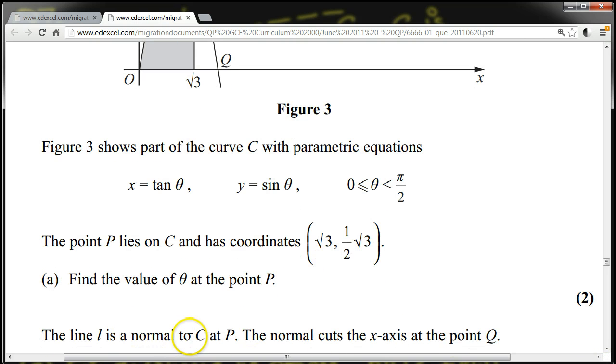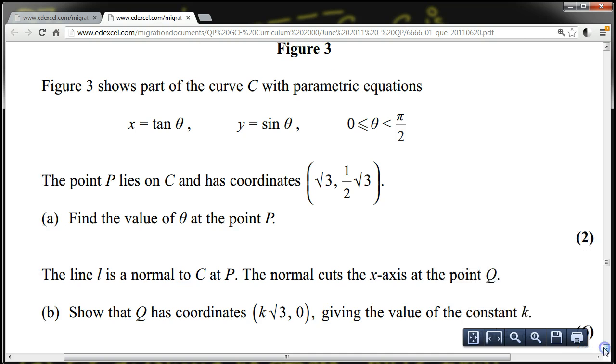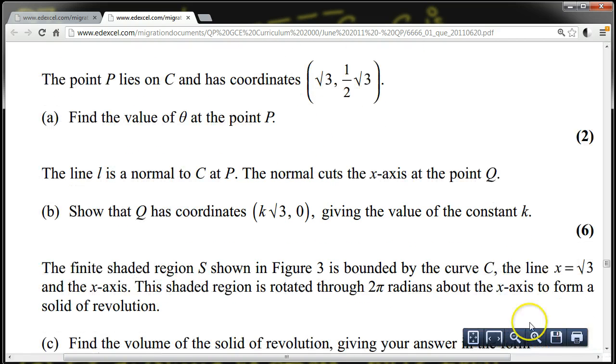The line L is a normal to C at P. The normal cuts the x-axis at the point Q. Show that Q has coordinates k root 3, 0, giving the value of the constant k. The finite shaded region S, shown in figure 3, is bounded by the curve C, the line x equals root 3 and the x-axis.